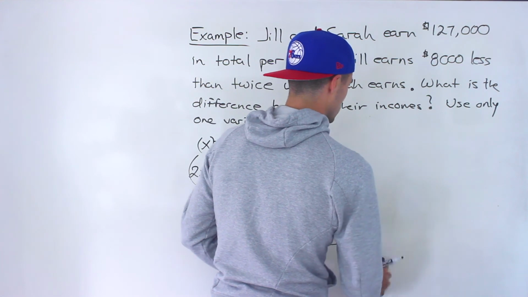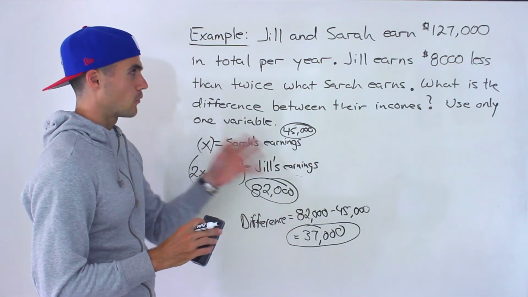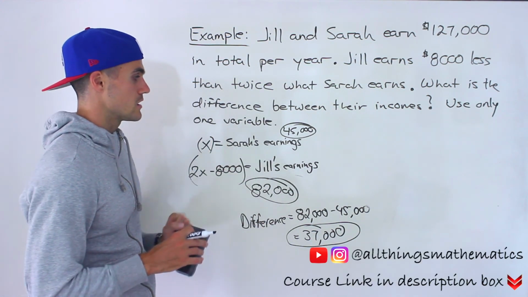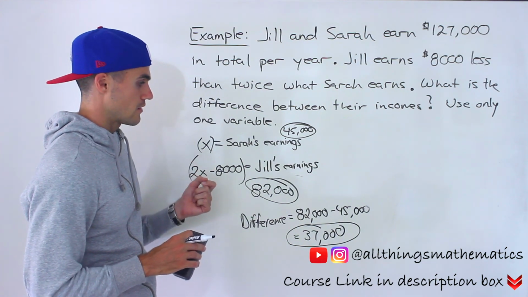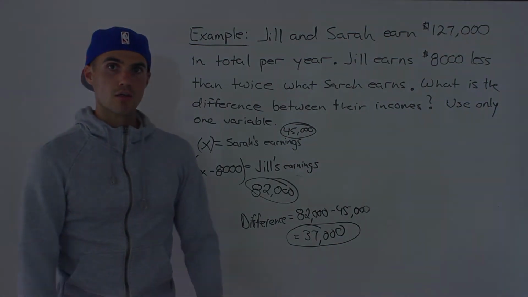So sometimes you've got to read it, try different things, and see from the wording which is the more intuitive way to make the equations, the variables rather. And then the final answer, the difference between their incomes, is 37,000.